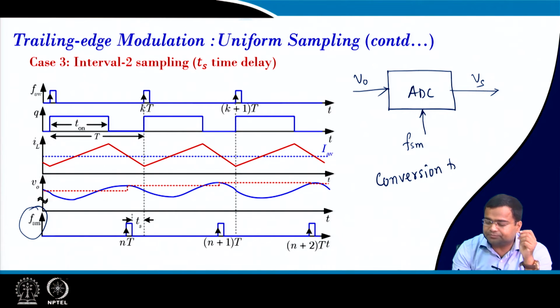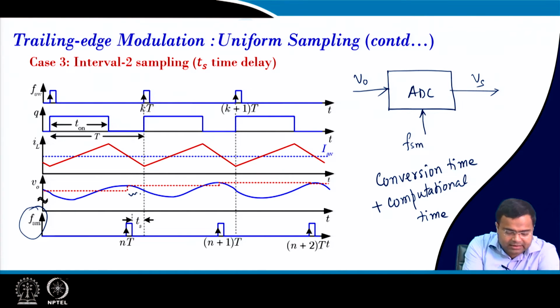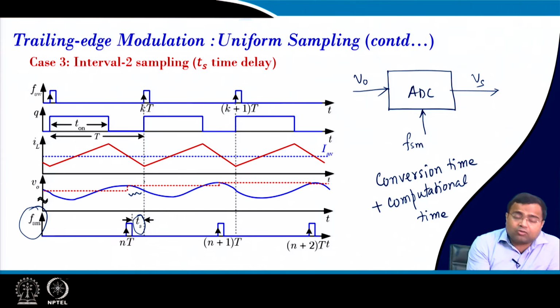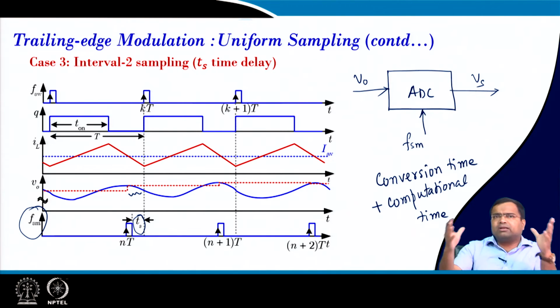Conversion time. This is for the ADC. Plus, you also need some computational time for the digital controller. And this delay, which is TS delay, is provided to accommodate the total conversion time, so that your actual control voltage or control current, whatever architecture you take, should be available.